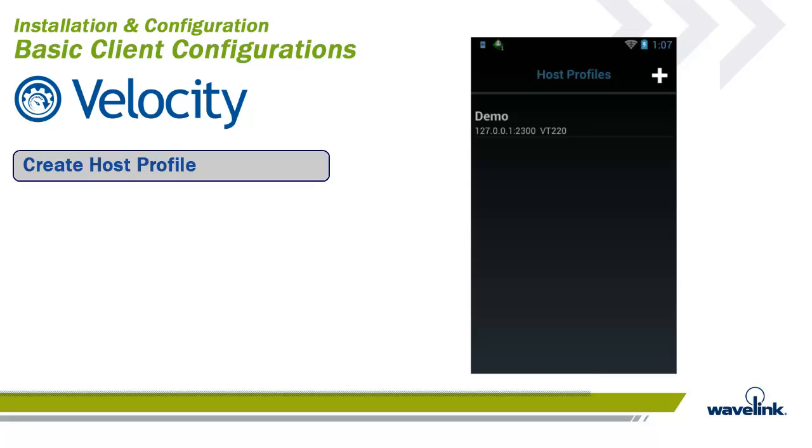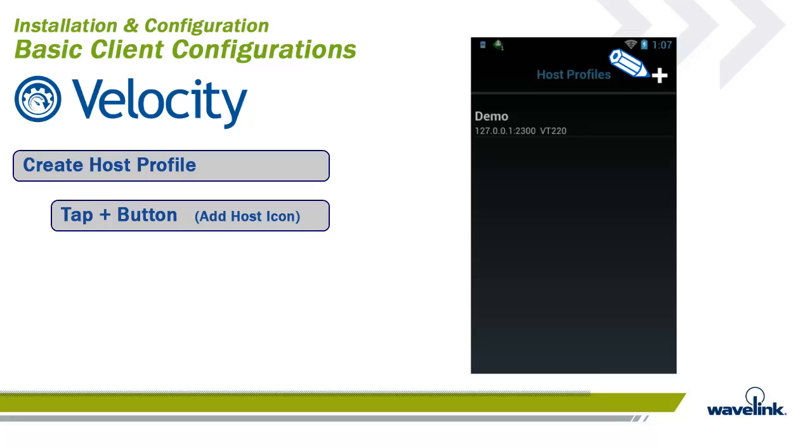When the device user executes the Velocity client, the initial client window displays a list of available host profiles. The user selects the host he wants to connect with, and the Velocity client uses the host profile settings to connect to the defined host.